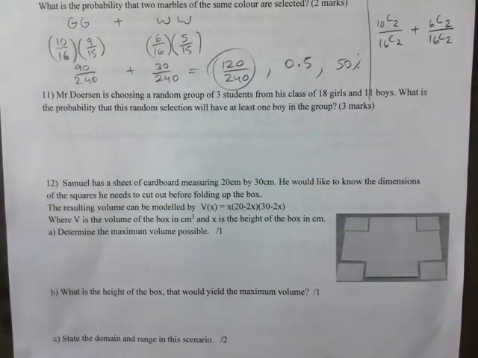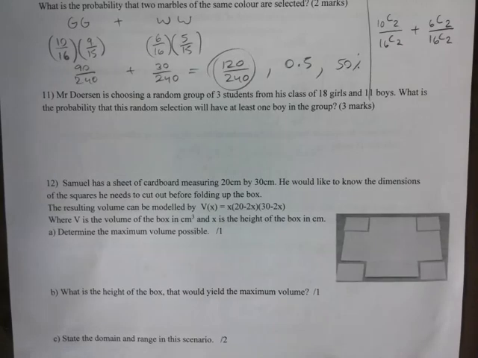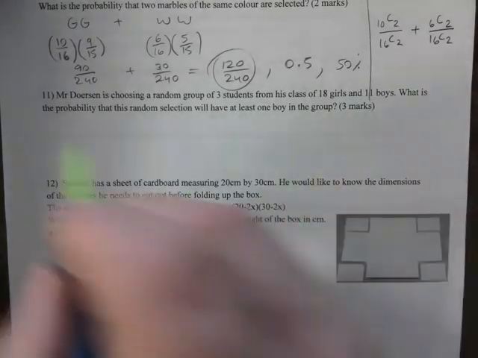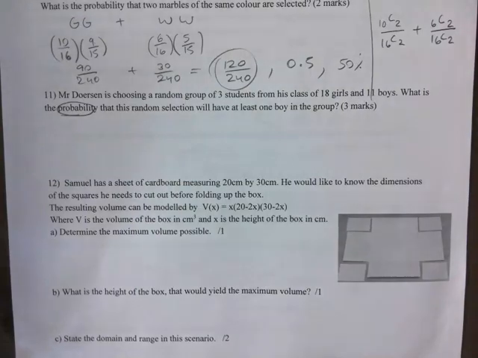Mr. Erickson is choosing a random group of 3 students from his class, where there are 18 girls and 11 boys. What is the probability, and emphasis on probability, okay, that random selection will have at least one boy in the group? You want at least one boy.